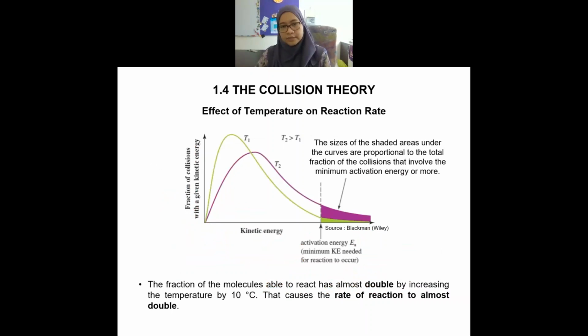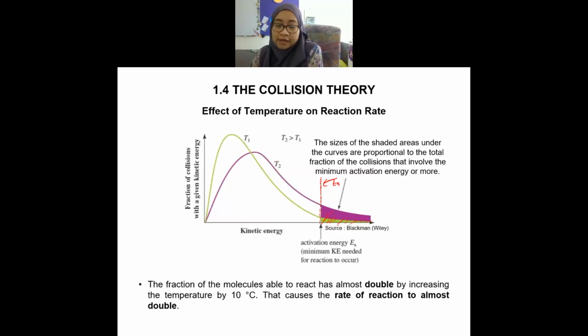Okay, alright. This is also the same thing. It's just that maybe it is clearer. T1 is lower than T2, the temperature is lower than T2. But look at the shaded area under the curve. The size of the shaded area under the curve for T2 is larger. Nampak tak? Lagi besar. Dia sebenarnya cover sampai sini. The shaded area is proportional to the total fraction of collisions that involve the minimum activation energy. So more molecules can overcome this EA. This is the EA. Nampak tak? Lebih banyak molecules can overcome the EA.